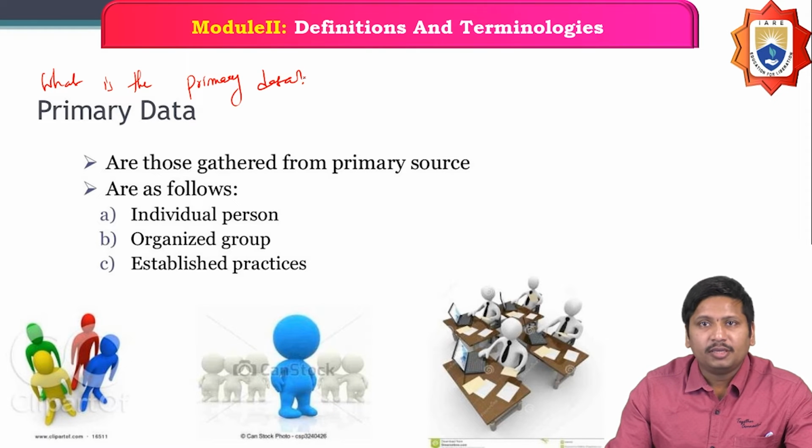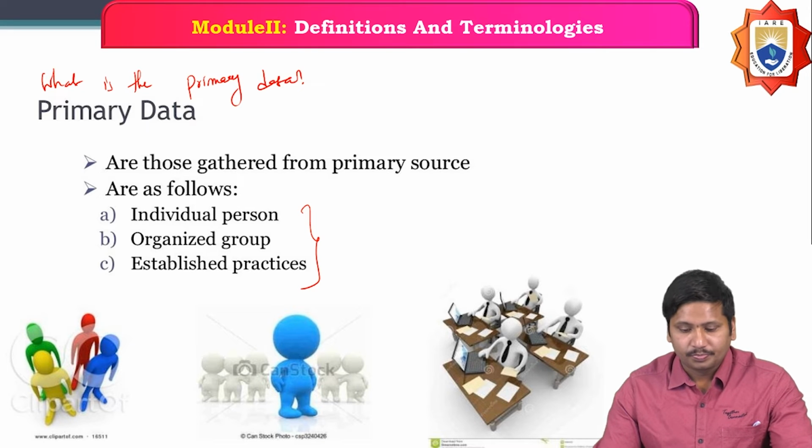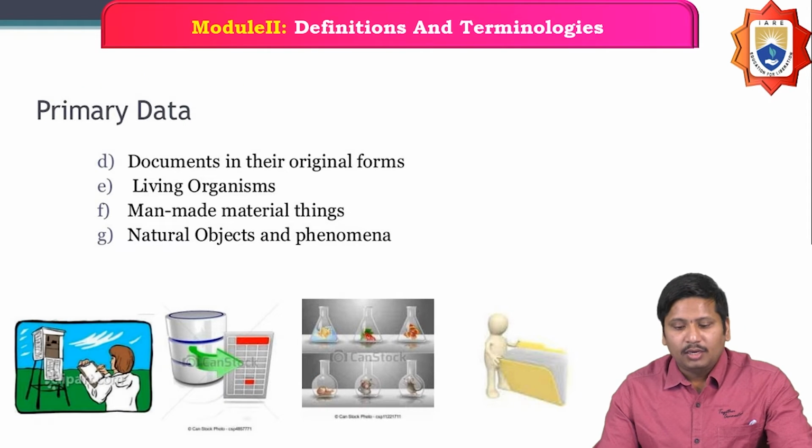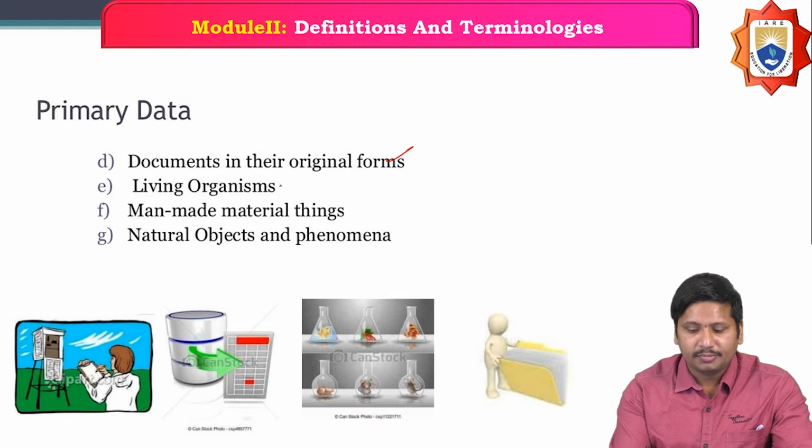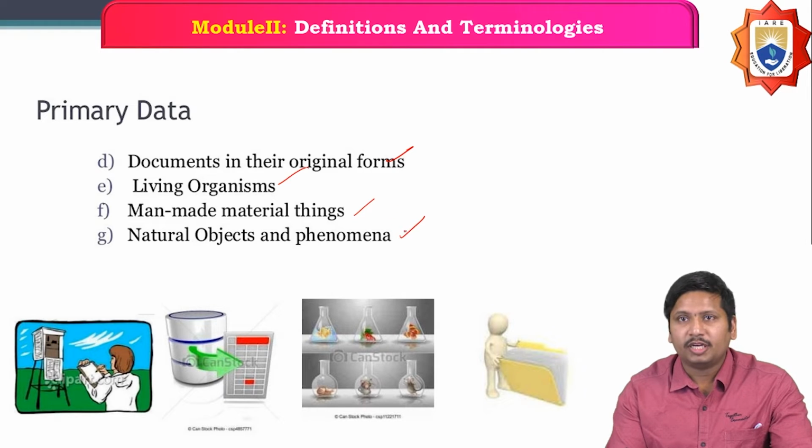The primary data is the data that is gathered from the primary source, and it is gathered from persons like an individual person, an organized group, and established practices. These are the persons from whom you can collect this primary data from the primary source. Other sources are documents in their original forms, living organisms, man-made material things, and natural objects and phenomena. These are some other categories of the primary data techniques.